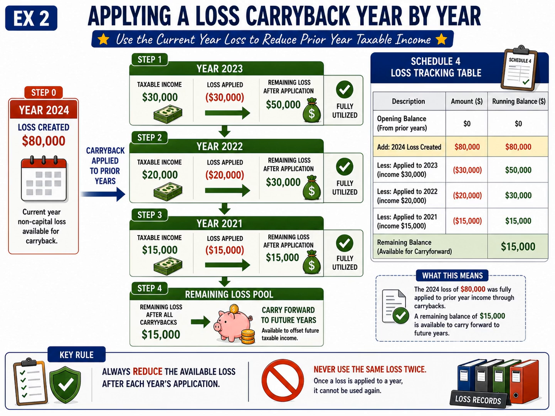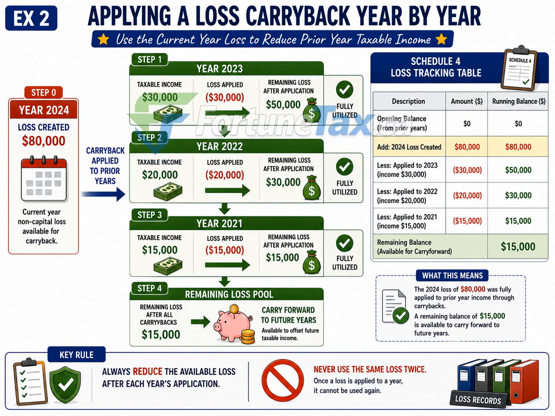After completing all 3 carryback applications, $15,000 of the original loss still remains unused. This remaining balance is not lost. Instead, it becomes part of the corporation's non-capital loss pool and is carried forward to future taxation years. When the corporation earns taxable income again, this remaining $15,000 can be used to reduce future taxes.